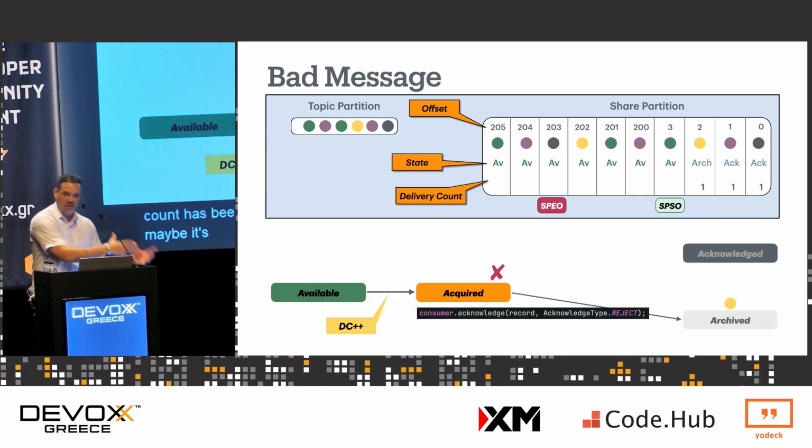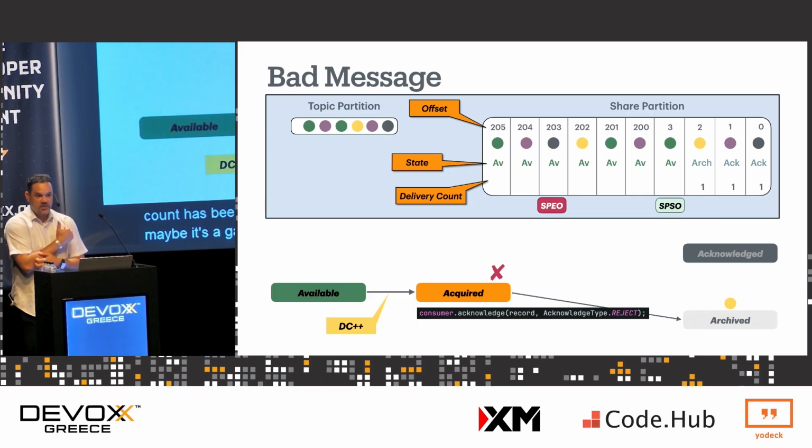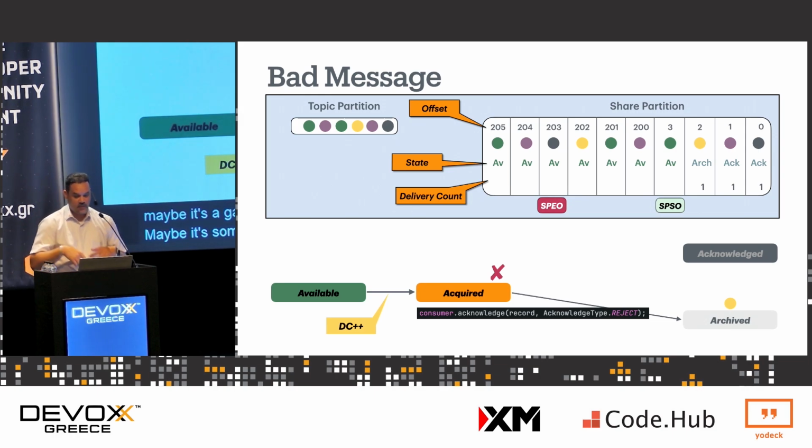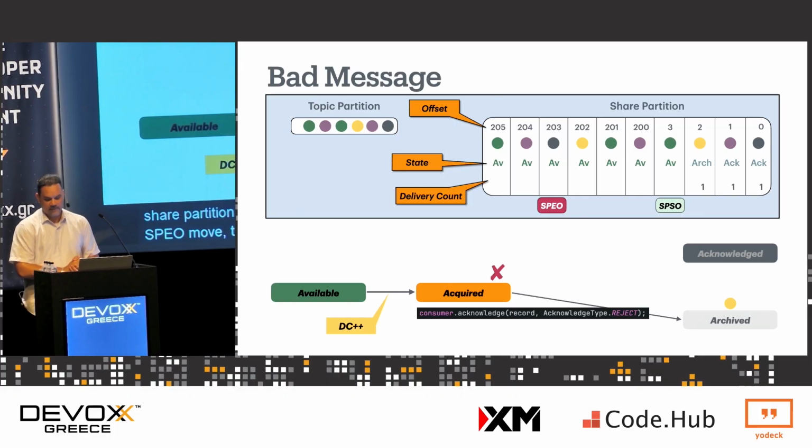Maybe it doesn't pass some validation in our processing. Maybe it's something we can't deserialize. In that case, we're just going to move on with our life here. We're going to archive that event. We're going to reject that event so that the share partition marks it as archived in a terminal state. And you see that the SPSO and the SPEO move.